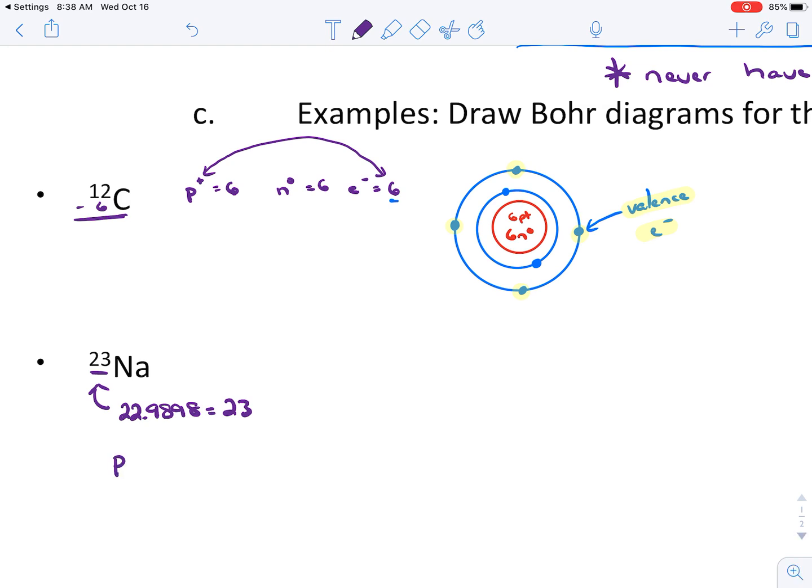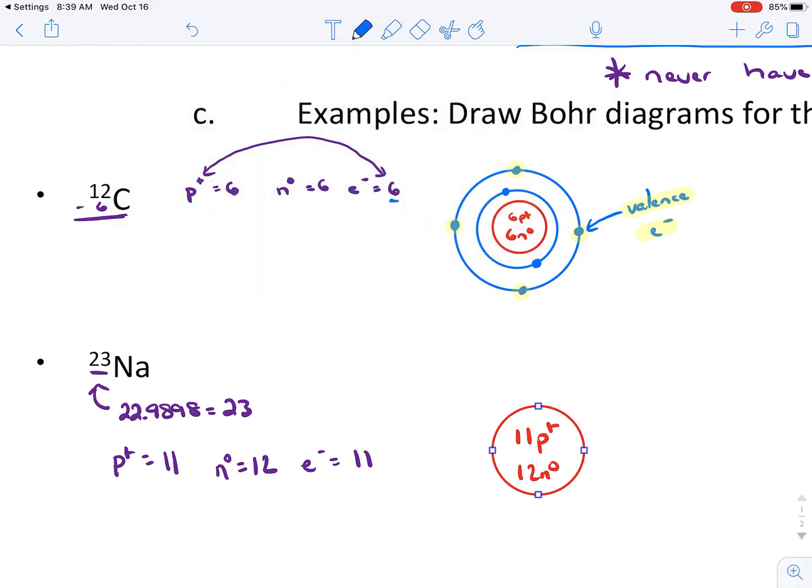So if we look at our protons, again, we use this right on the periodic table. Its atomic number is 11. So that means my electrons are also 11. And my neutrons, I'm going to take 23 minus 11, and I have 12 neutrons. So, going back, we draw a little circle. We've got 11 protons, 12 neutrons. That's in the center. That's our first circle. That's our nucleus.